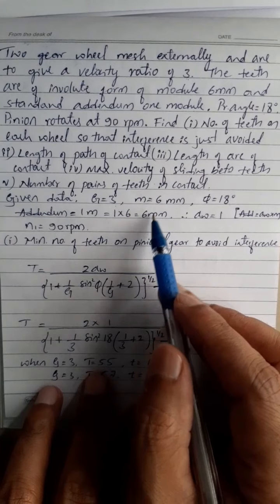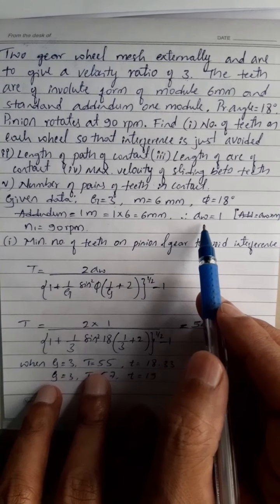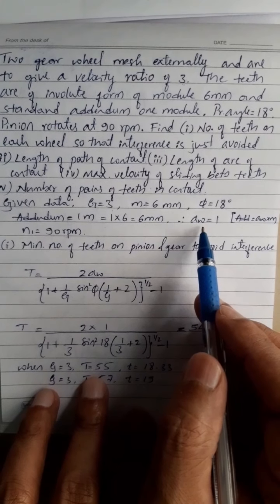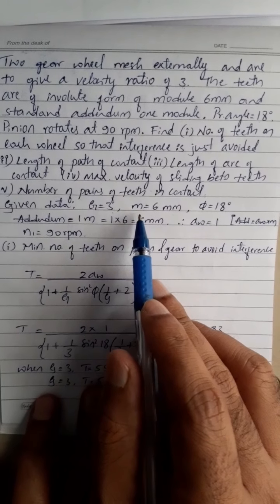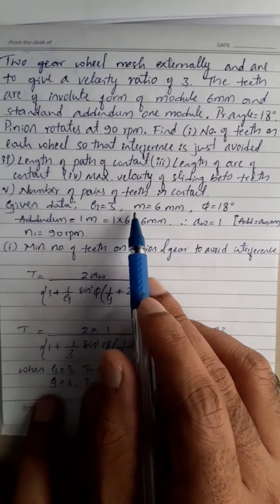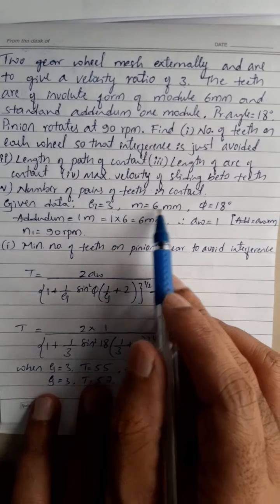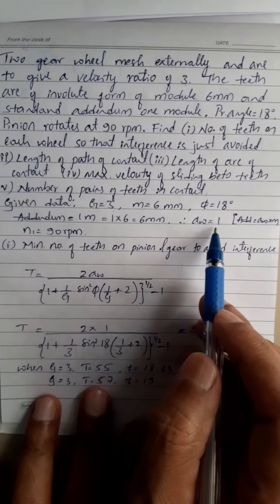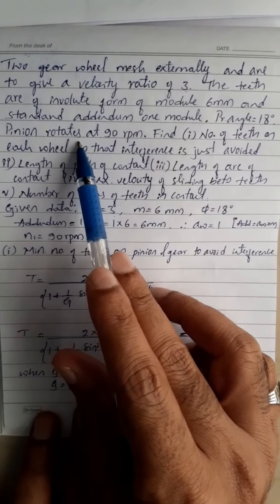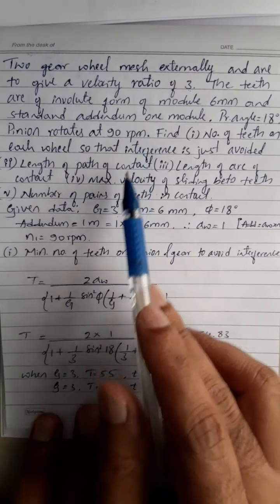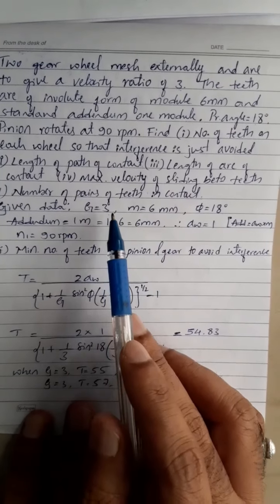Next, through this data we can find the addendum constant. We know that the addendum constant is the ratio of addendum to the module, that is addendum divided by module. So 6 divided by 6 will give us addendum constant as 1. Next, the speed of the pinion is given as 90 rpm. So small n1 is equal to 90 rpm. So these are the given data.